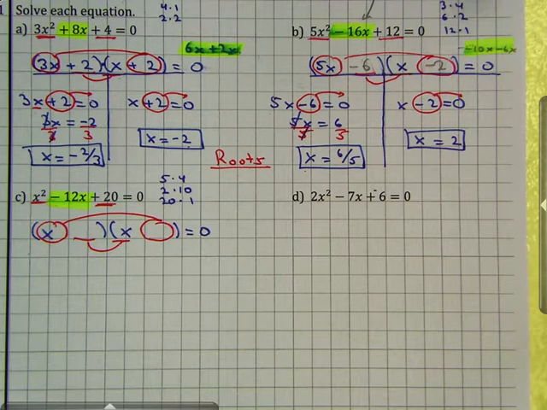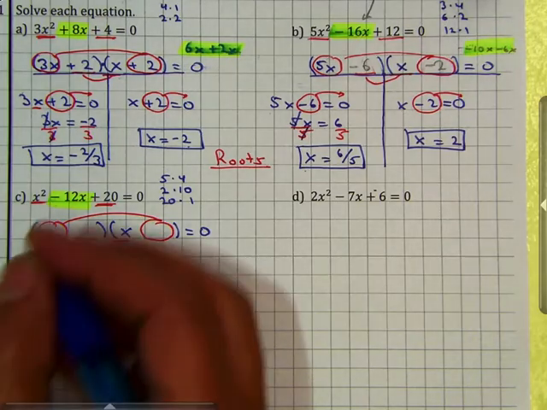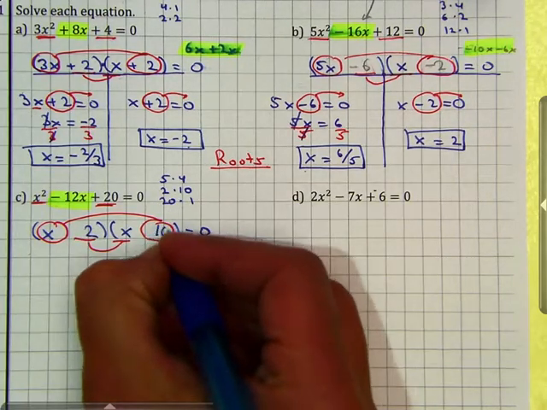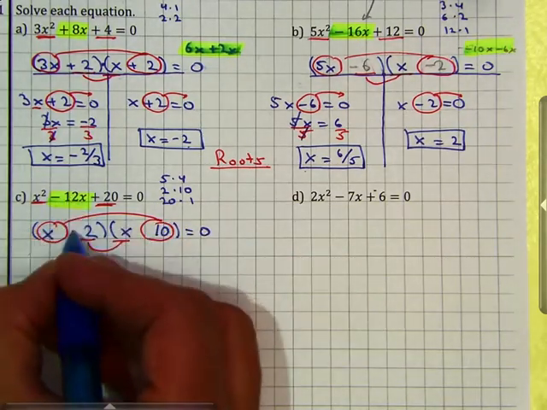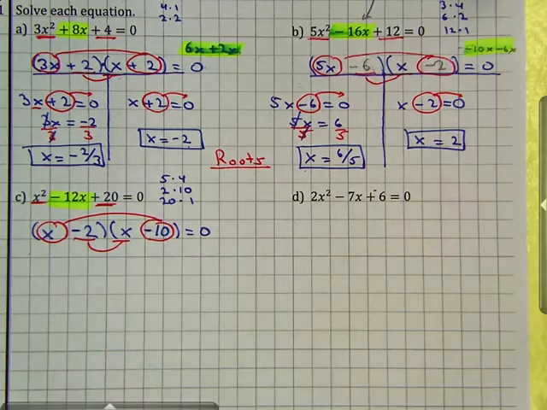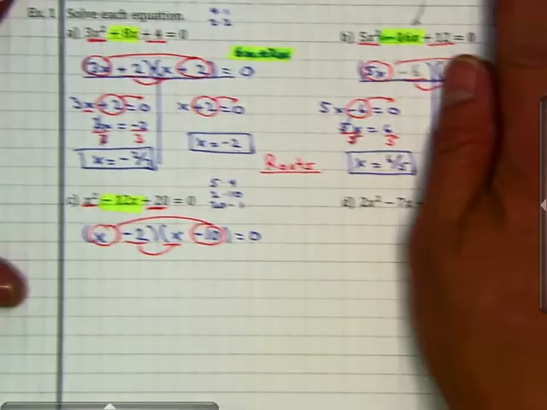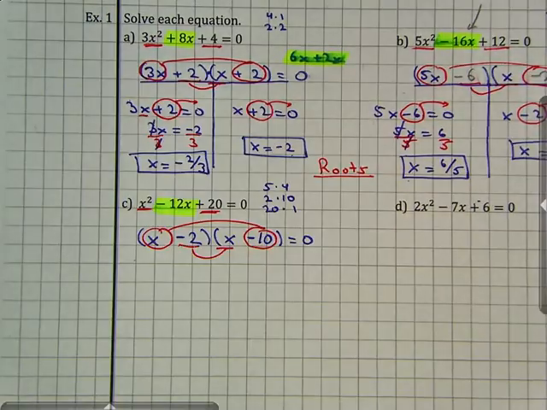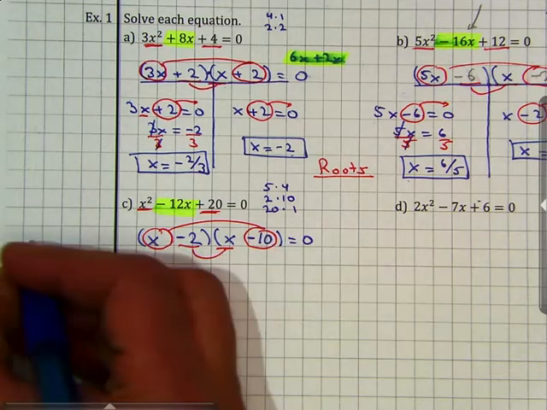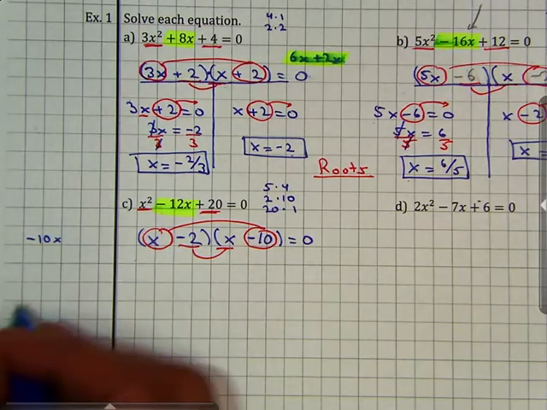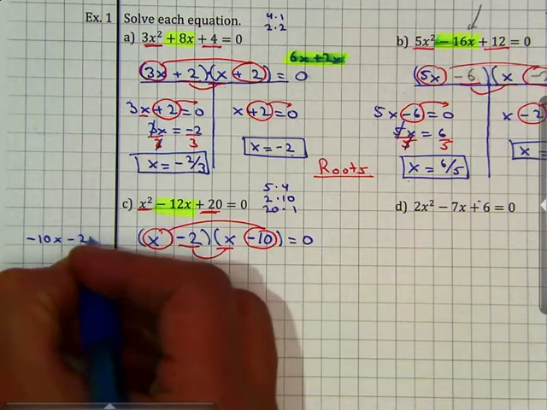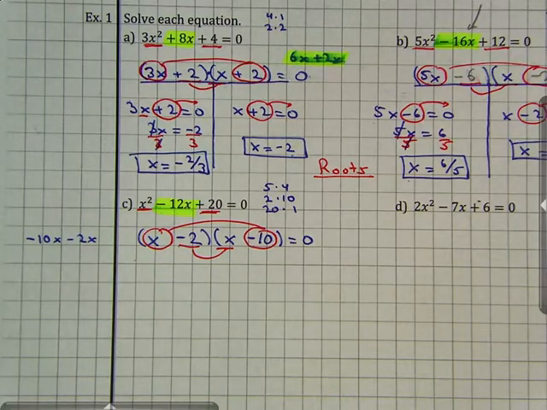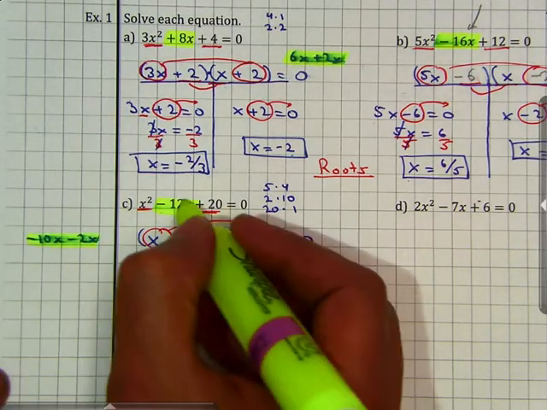So therefore I need to decide which ones to use. So which one should I use? My 2 and 10. Now they need to add up to a negative 12, so they both should be negative. Let me double check. I'm going to write down on the left to make sure that they're correct. x times negative 10 will be negative 10x. Negative 2 times x is negative 2x. If I add them, does it give me a negative 12x? Perfect.